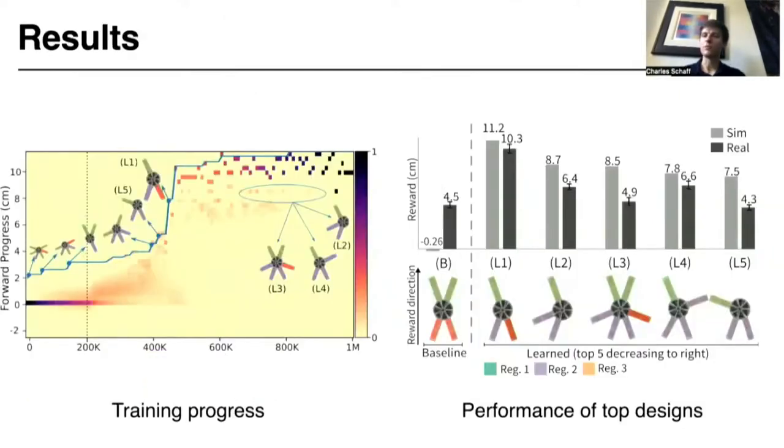Our results show that our approach is able to quickly converge around a small set of high-performing designs, and in physical experiments, we fabricate the top 5 performing designs and show that they are able to outperform a commonly studied baseline when transferred from simulation to reality.